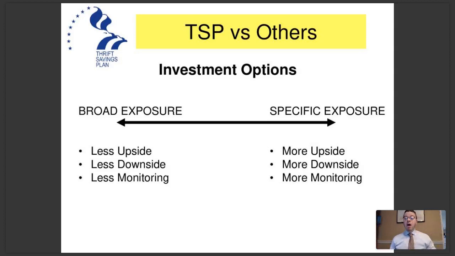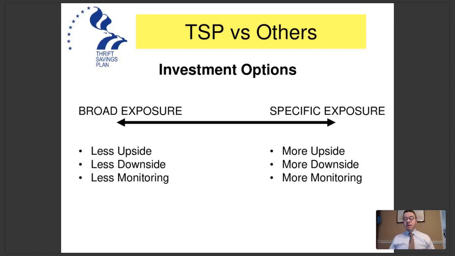Are companies hiring? Are companies not hiring? Is GDP going up? Is GDP going down? Is manufacturing and production going up? Is it going down? So I'm able to watch these broad trends in the market, and I don't have to watch anything specific. I can just watch broad trends, and I'll pretty much have a good educated guess as to what the TSP is going to be doing. As opposed to if I was invested in specific stocks. So for example, if I was invested in Facebook, then I need to be paying attention very, very closely to that Facebook.